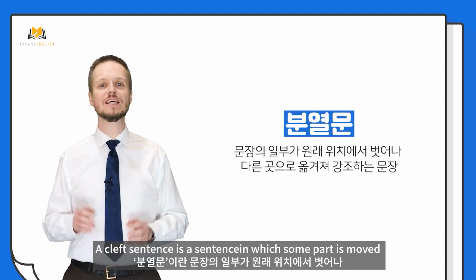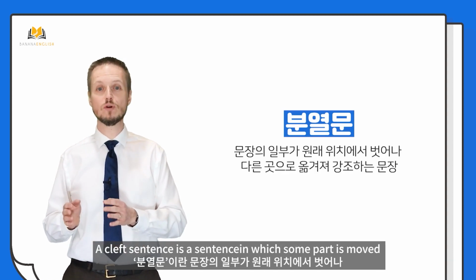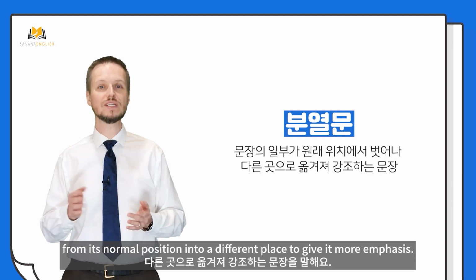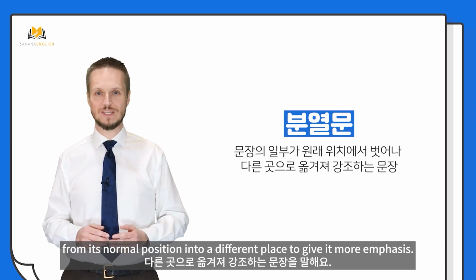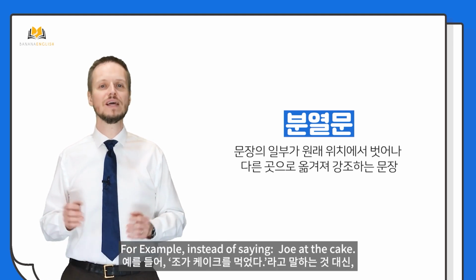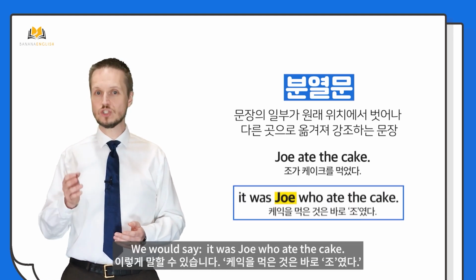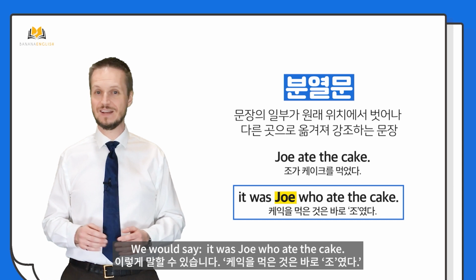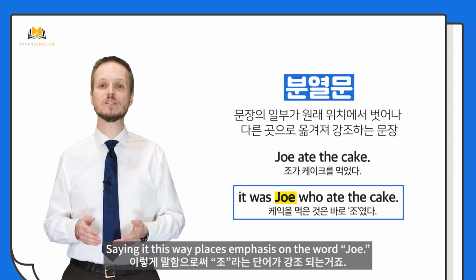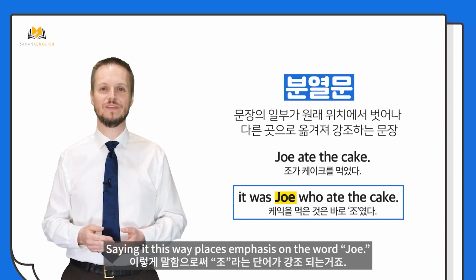A cleft sentence is a sentence in which some part is moved from its normal position into a different place to give it more emphasis. For example, instead of saying, Joe ate the cake, we would say, it was Joe who ate the cake. Saying it this way places emphasis on the word Joe.